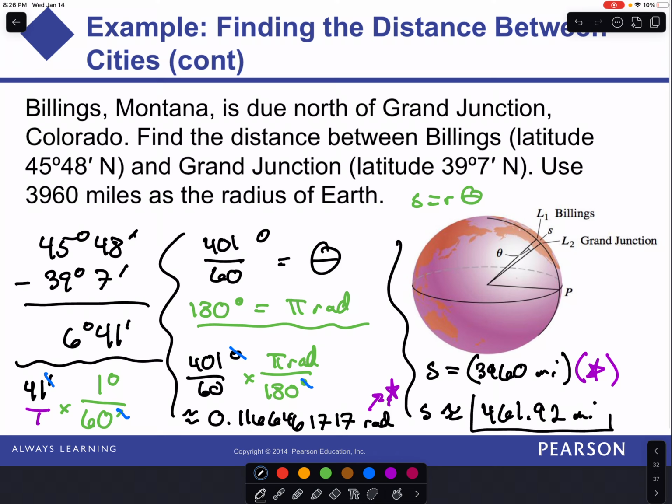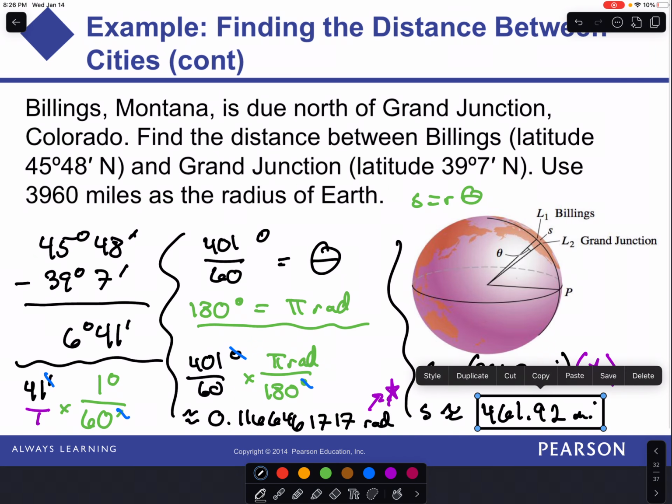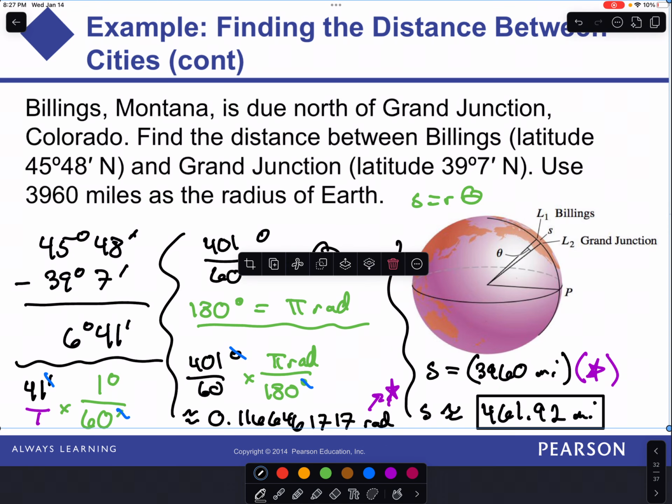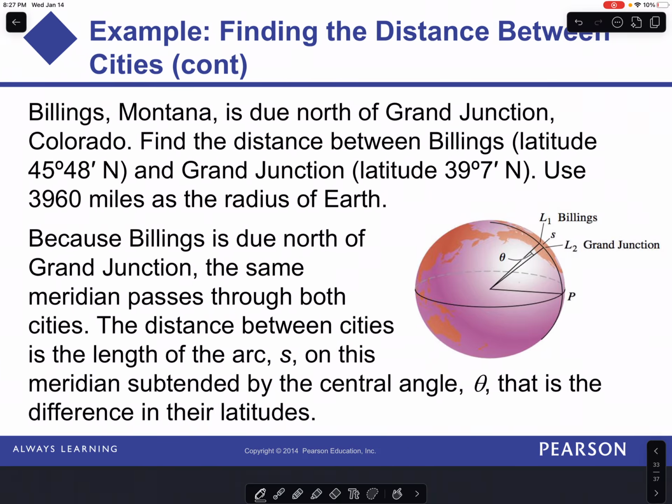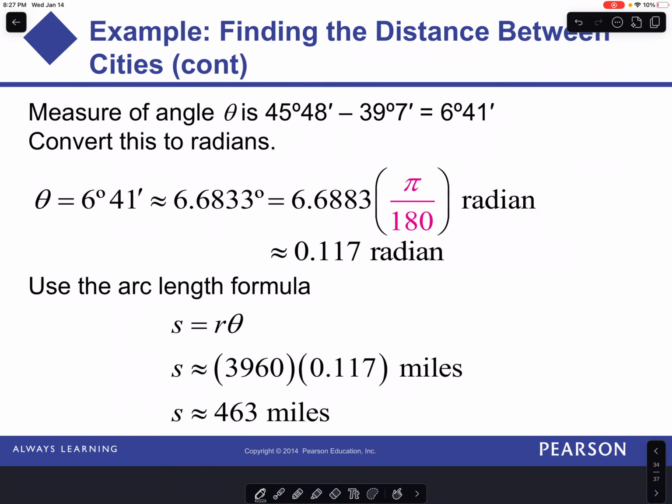Okay, let's see how did we do. All right, so we got 461.92 miles. Okay, let's see how we do. So because Billings is due north of Grand Junction, the same meridian passes through both cities. The distance between the cities is the length of the arc S on the meridian subtended by the central angle theta. That is the difference between their latitudes.